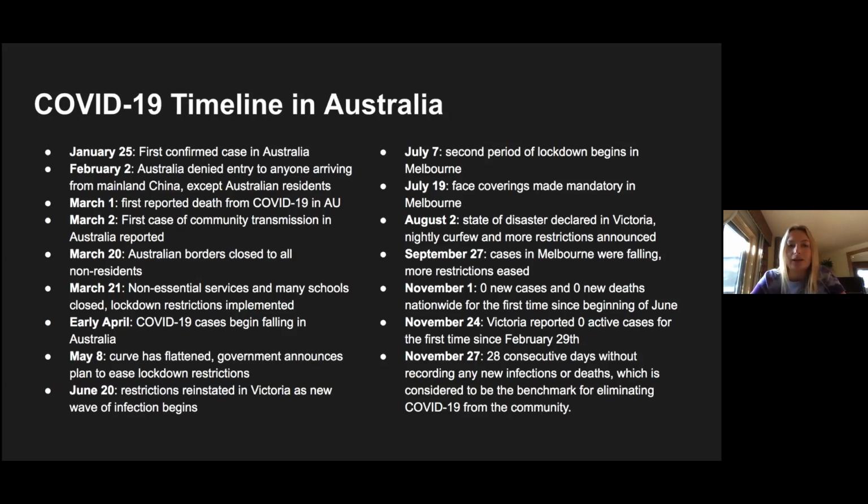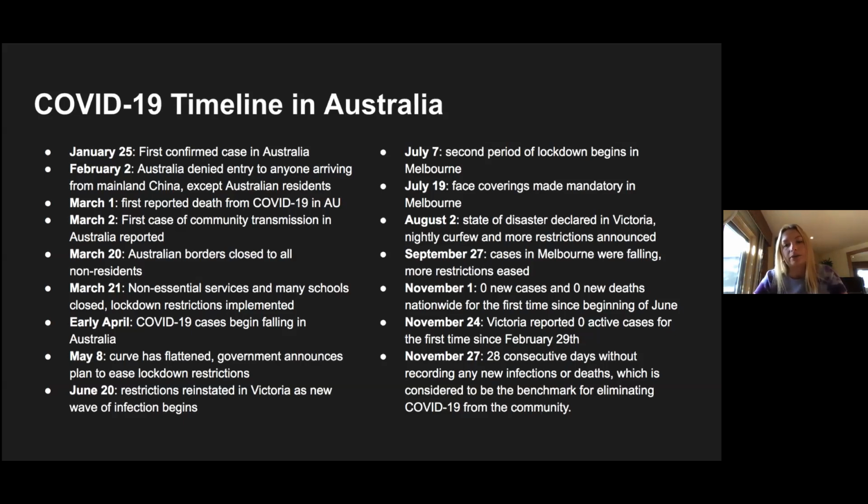But then a second wave of infections came about in Victoria, the state in which Melbourne is, which imposed another set of lockdown measures, and a state of disaster was declared. But eventually cases fell again, and on November 1st, they claimed 0 new cases and 0 new deaths nationwide for the first time since the beginning of June.